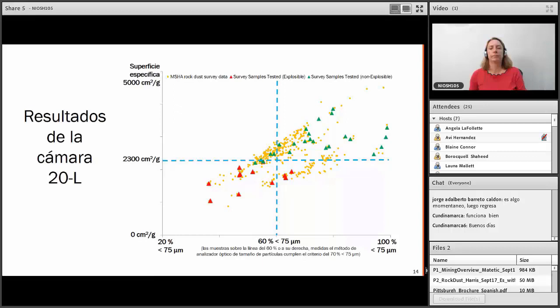These are the green triangle samples. So we recommend that a rock dust has 2300 centimeters squared per gram specific surface area in order to operate properly. Entonces nosotros recomendamos que el polvo de piedra tenga 2300 centímetros cuadrados por gramo para operar correctamente.